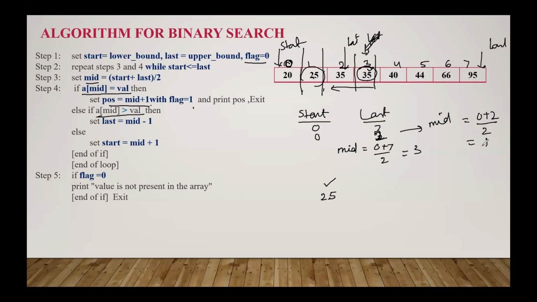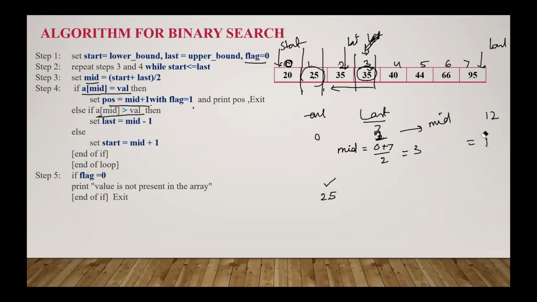So right now the mid value is 1, but what is the position? 2. So 1 plus 1 is 2. We make the position equal to 2 and we mark that the element is present. We have to exit.